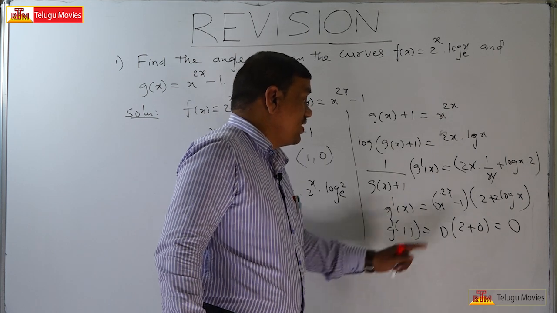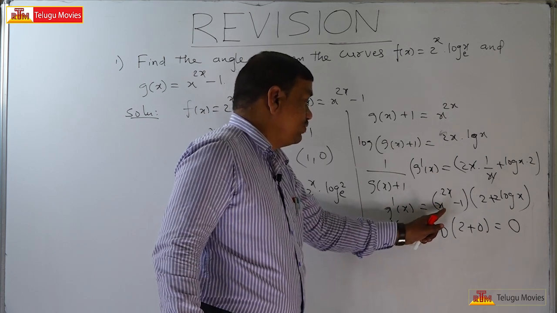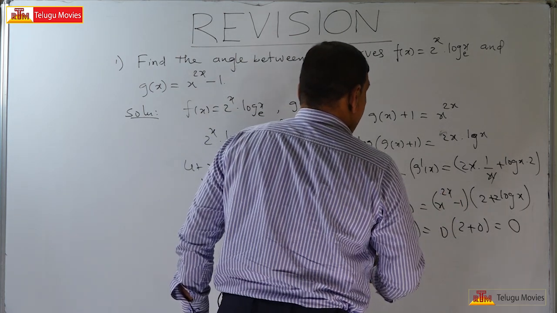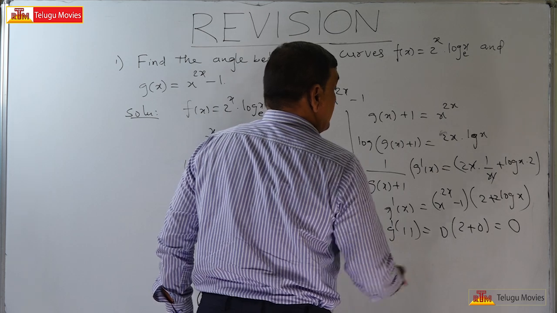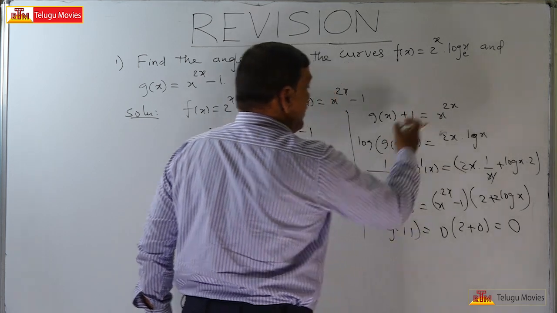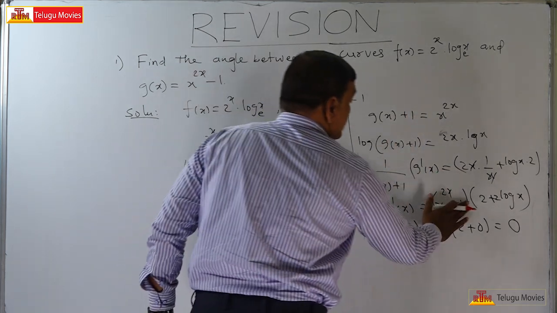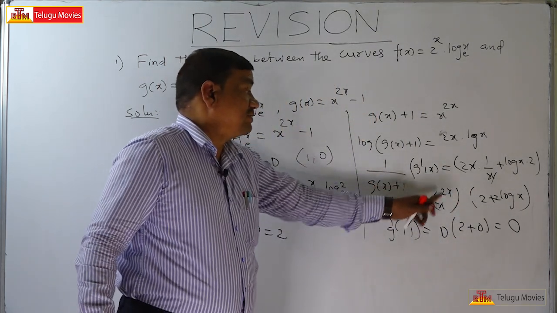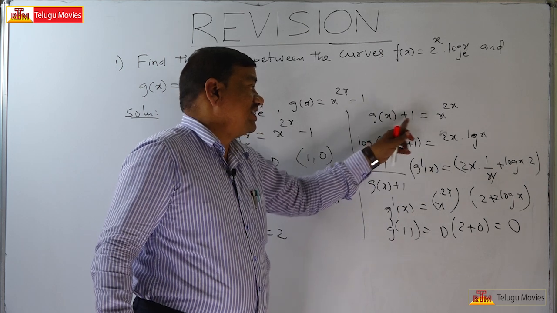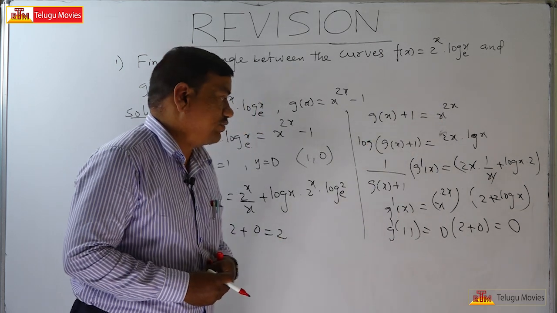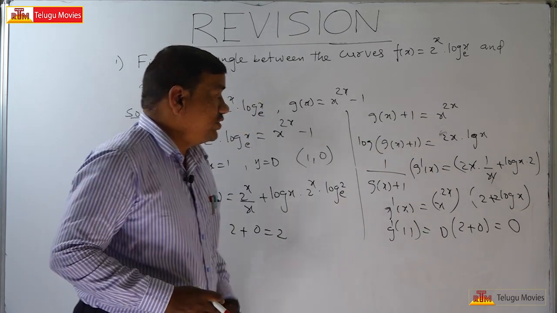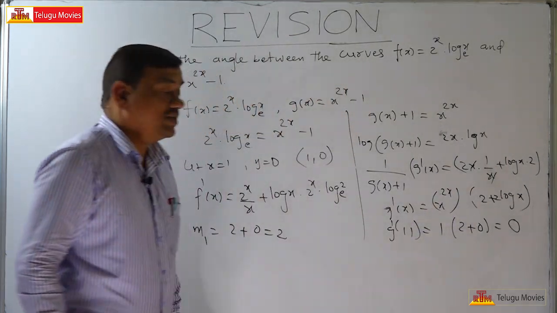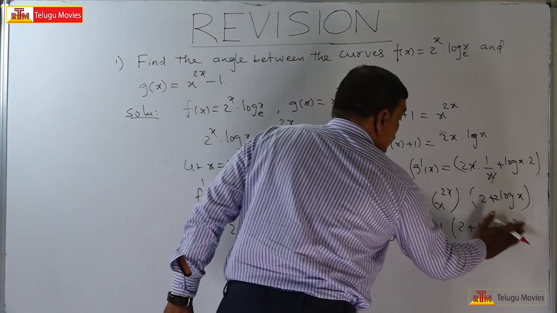So g dash of 1 means wherever x is there, substitute. So here g of x plus 1 is equal to x to the power of 2x only. Wherever x is there, substitute here, you will get 1 and 2 plus 0, that is equal to 2.